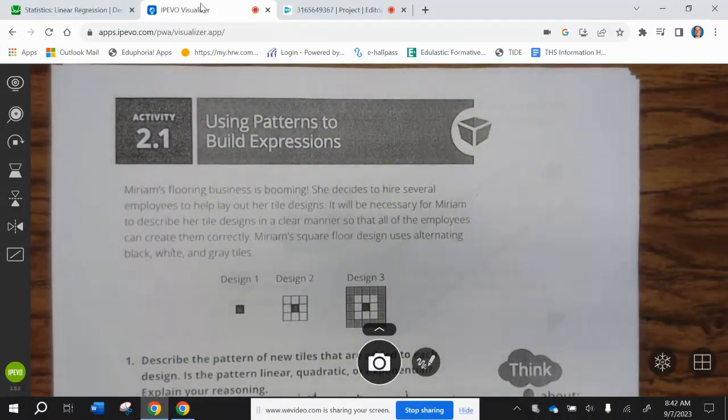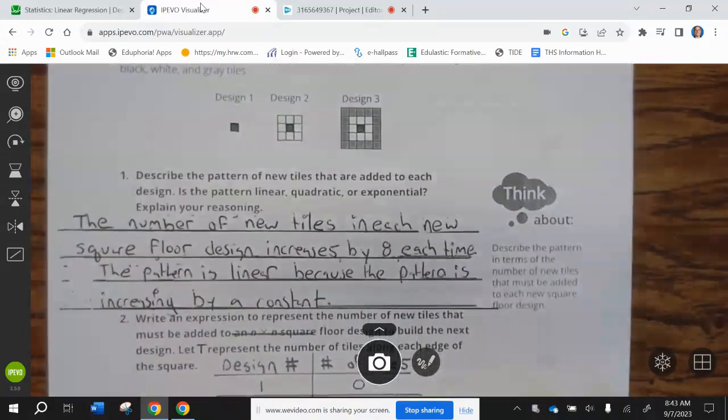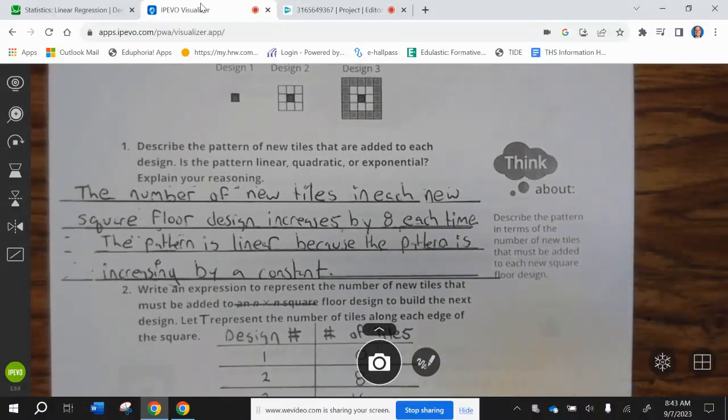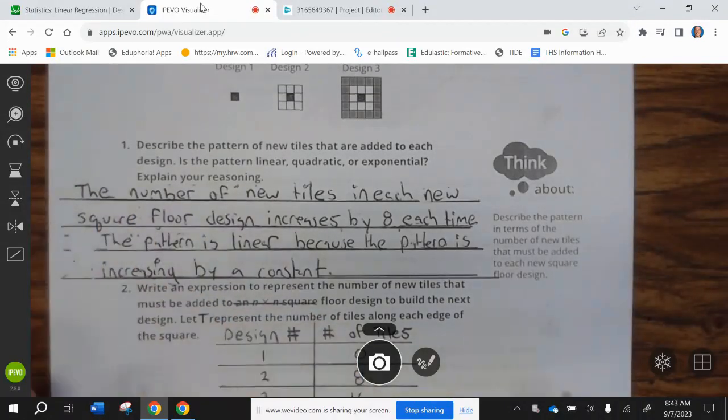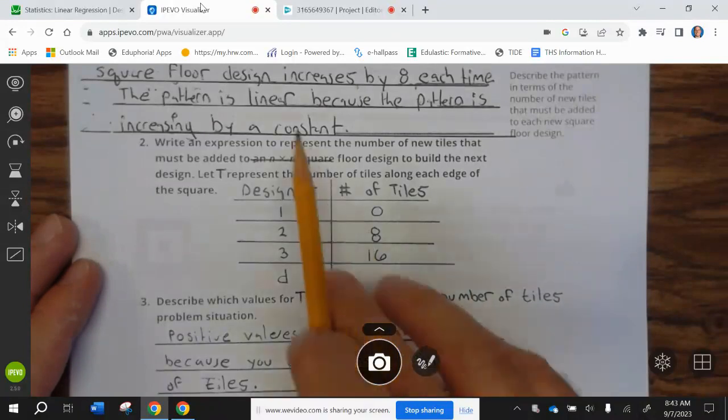Activity 2.1, using patterns to build expressions. Miriam's flooring business is booming. She decides to hire several employees to help lay out her tile designs. It will be necessary for Miriam to describe her tile designs in a clear manner so that all of the employees can create them correctly. Miriam's square floor designs use alternating black, white, and gray tiles. Describe the pattern of new tiles that are added to each design. Is the pattern linear, quadratic, or exponential? Explain your reasoning. Now, we're going to come back to number 1. We're going to do number 2 to help us answer number 1.